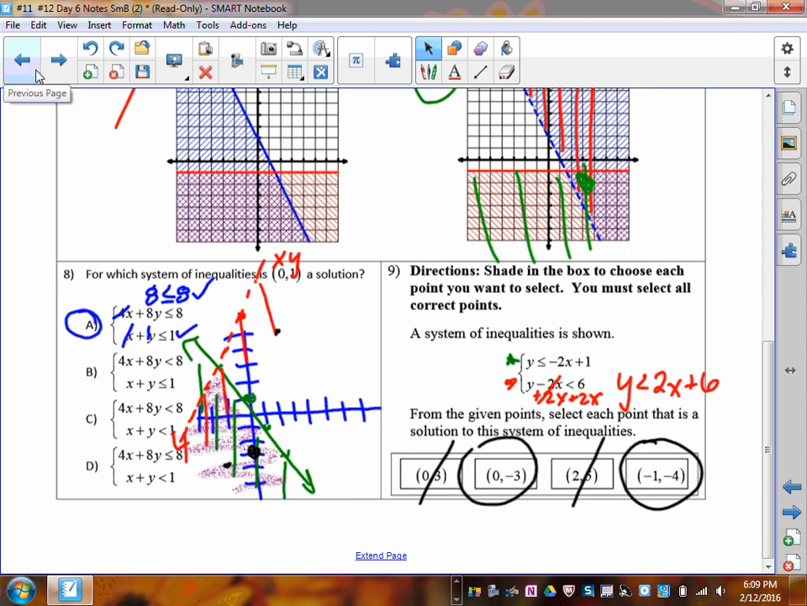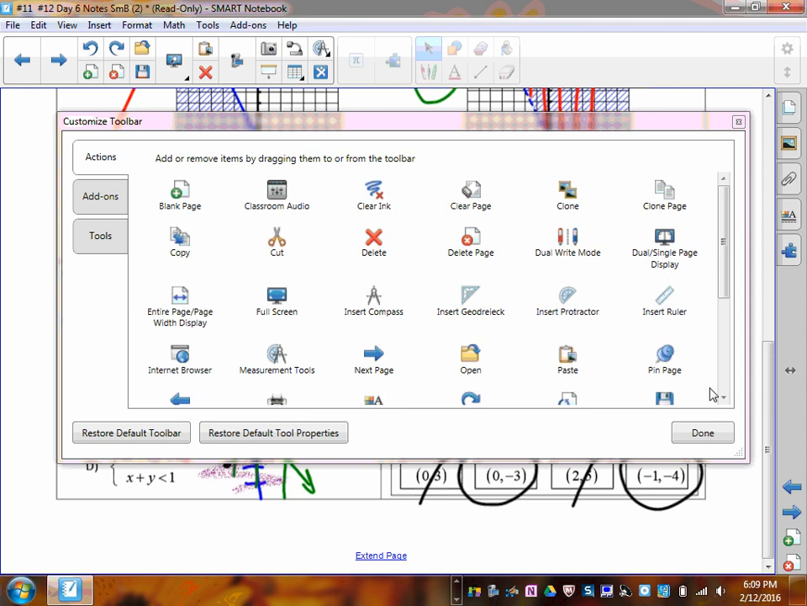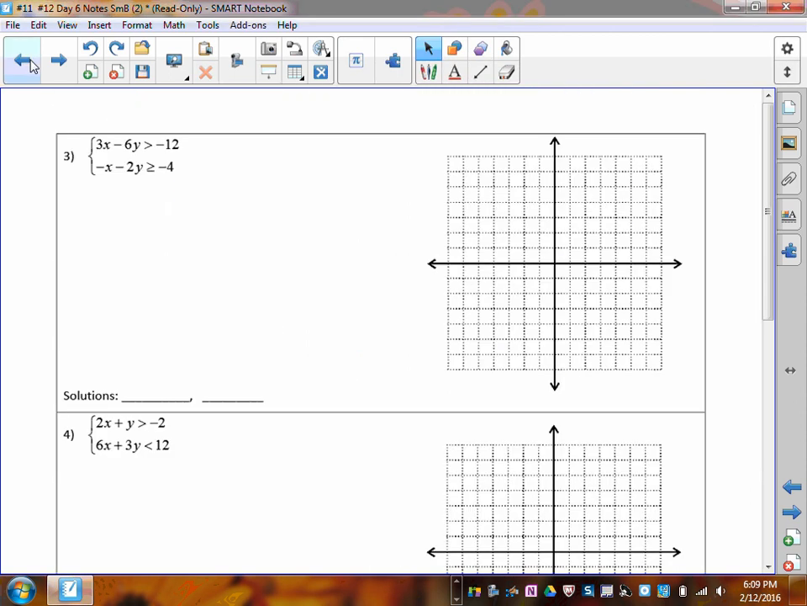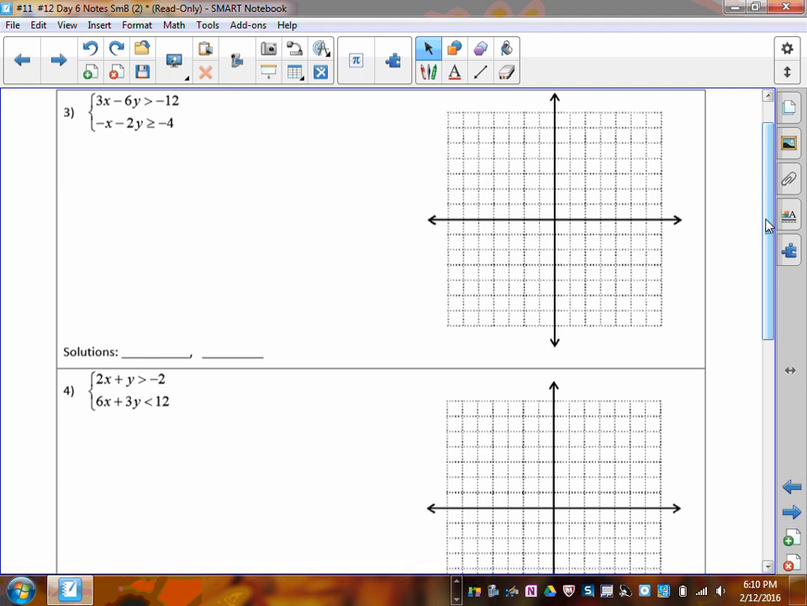Let's take a look back. Okay. So again, with 3 and 4, you want to get it in the form y equals mx plus b. Once you get it in that form, then you go and shade each individual line. Just for sake of time, I'm going to stop the video here, but I will finish these problems and upload them to Blackboard, so you can take a look at that and see if you got it right.